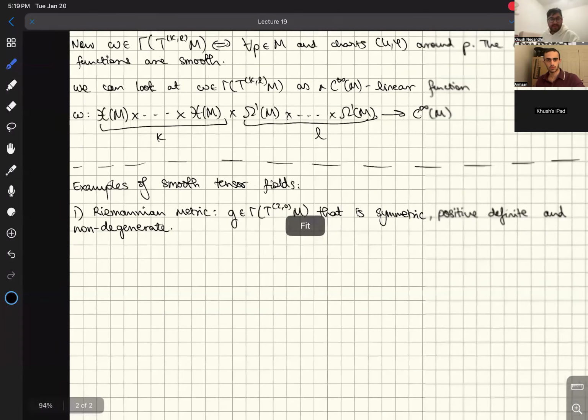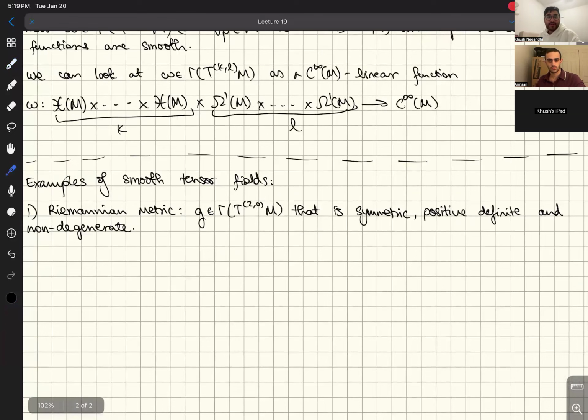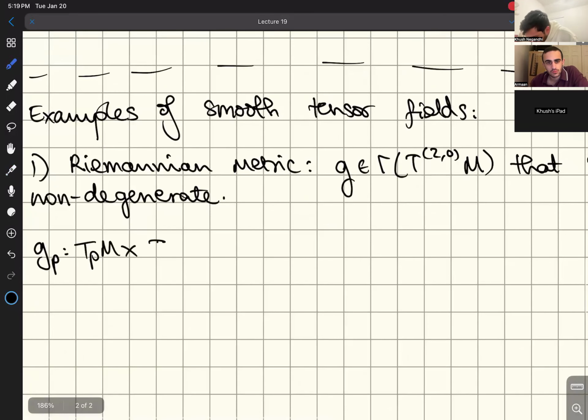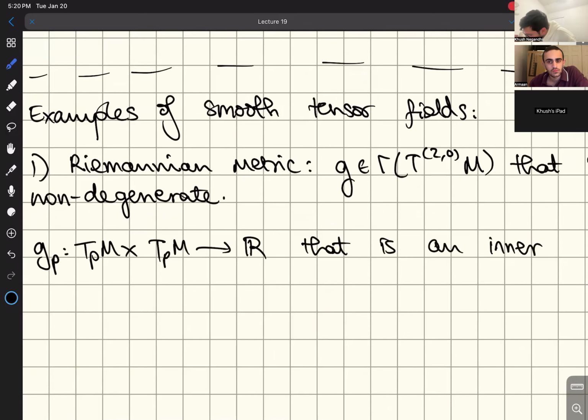So, if you look at it really carefully, this is just the definition of an inner product. Symmetric, positive definite, non-degenerate, right? And that's basically what it is. The idea is that G_p is a map from T_pM cross T_pM into R that is an inner product.